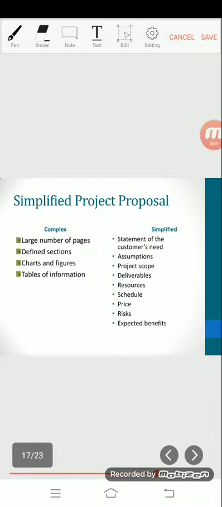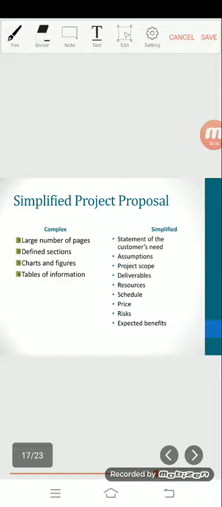Okay, now we continue with simplified project proposal. Sometimes a proposal is complex for a large multi-million dollar project. At other times, the proposal may not need to be complex and a simplified or basic proposal may be appropriate and sufficient. Such a basic proposal should include the following elements as a minimum.